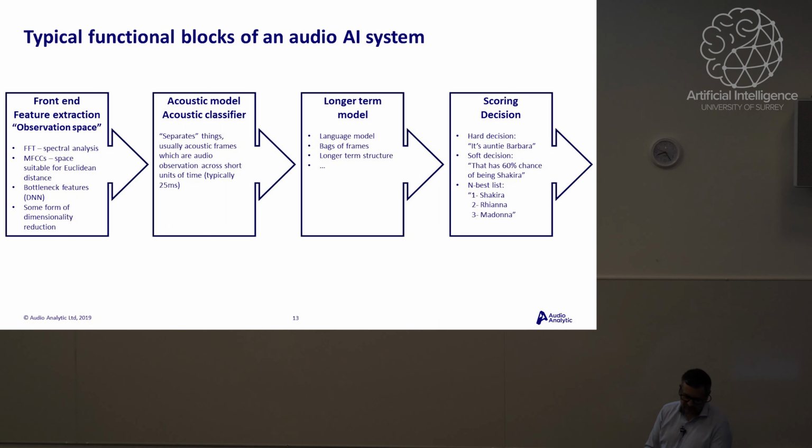And then you have a last module, which is the scoring or the decision per se. So converting the scores that you get from your mathematical models into a label, into a discrete symbol. So either it's a hard decision, so that's Anti-Barbara, or it can be a soft decision. It has a 60% chance of being a Shakira song, for example, or you could deliver an N-best list. So the highest chance is Shakira, or it could be Rihanna, or it could be Madonna. In the case of speech recognition, you can deliver the N-best transcriptions of speech and let your user choose which ones they want to use.